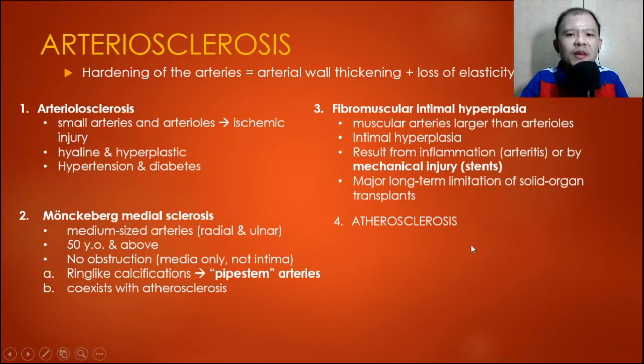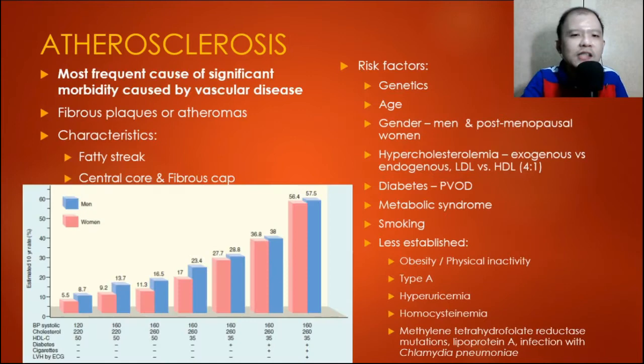And the fourth one is the most important. This is what we call atherosclerosis. This is secondary to the buildup of plaque or atheroma in the endothelium of the artery. So what are the characteristics? You have the fatty streak, which is the earliest recognizable lesion in atherosclerosis. Atheroma is also known as the hallmark of atherosclerosis.